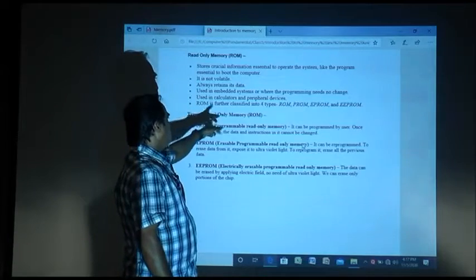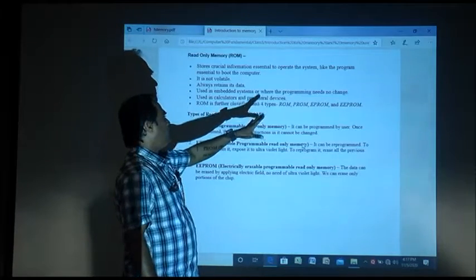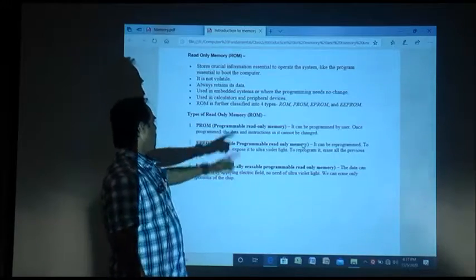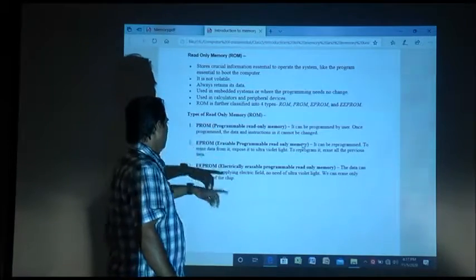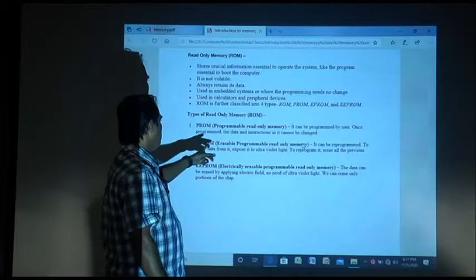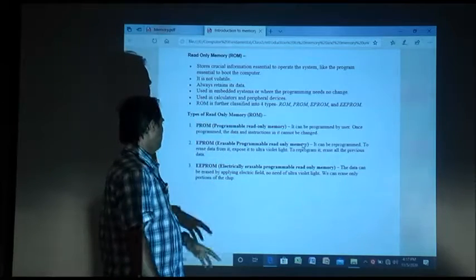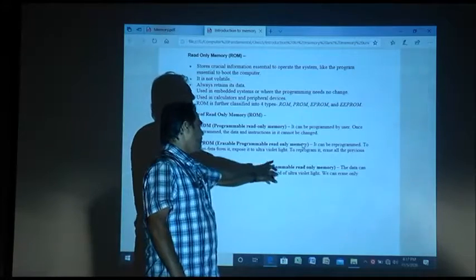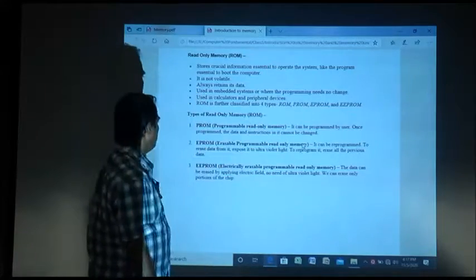Then ROM is classified like this: ROM, PROM, EPROM and EEPROM. So, what is PROM? Programmable read only memory. EPROM is erasable programmable read only memory. Then EEPROM means electrically erasable programmable read only memory, yes or no.